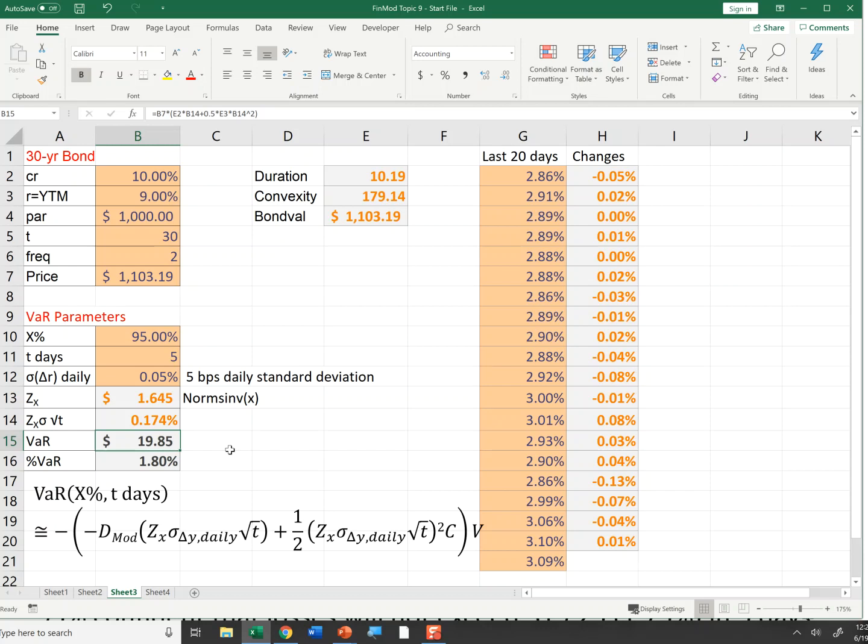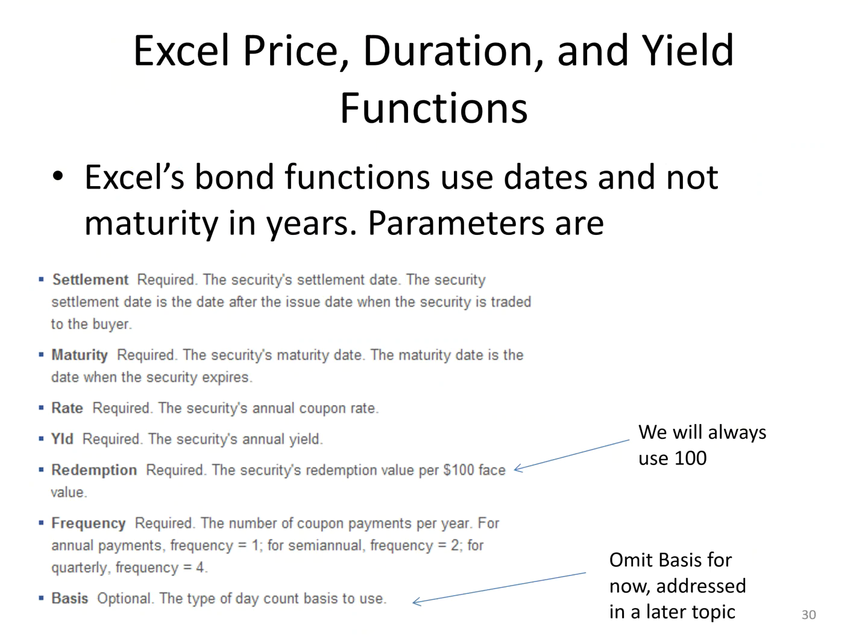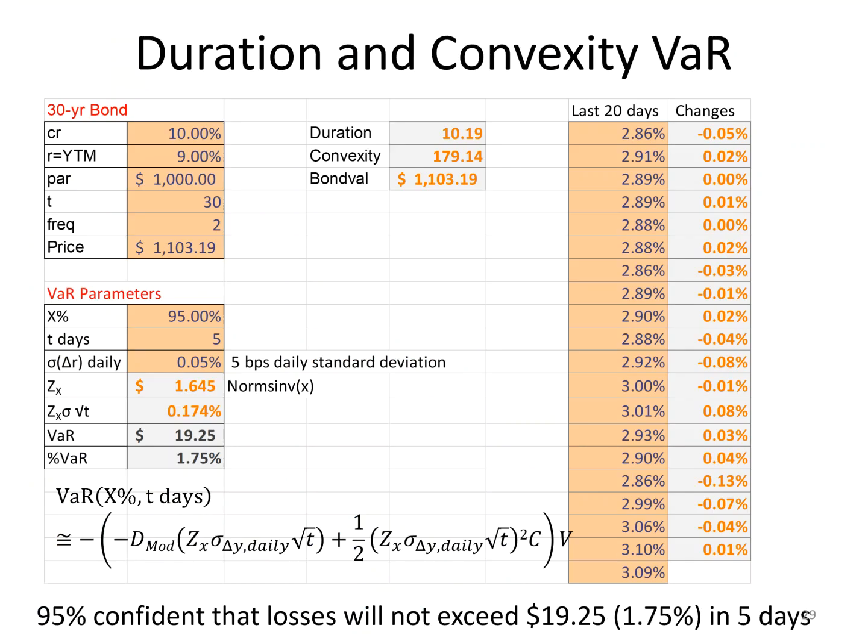Sometimes VaRs are calculated as a percentage. So I take 19.85 divided by 1103. My percent VaR is 1.8%. So there is a 5% chance of losing 1.8% or more. Another way of thinking about that is there's a 5% chance of having more than a 17.4 basis point increase in rates, given the historical standard deviation and assuming normal distributions. So in this topic, we simply calculated the VaR of a bond.